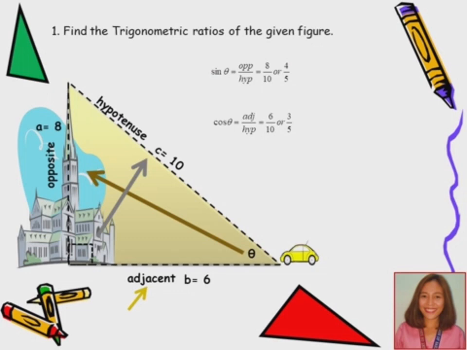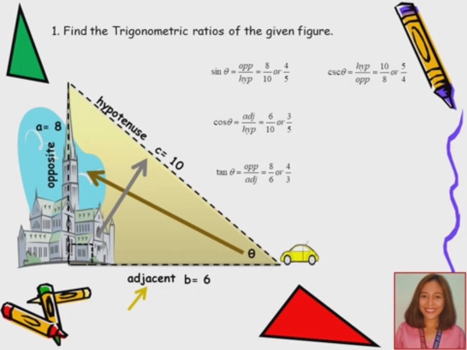Therefore, we will have cos theta equals 6 over 10, or simply 3 over 5. Next is tan theta, where our opposite leg is 8 and our adjacent leg is 6. Therefore, we will have tan theta equals 8 over 6, or simply 4 over 3.